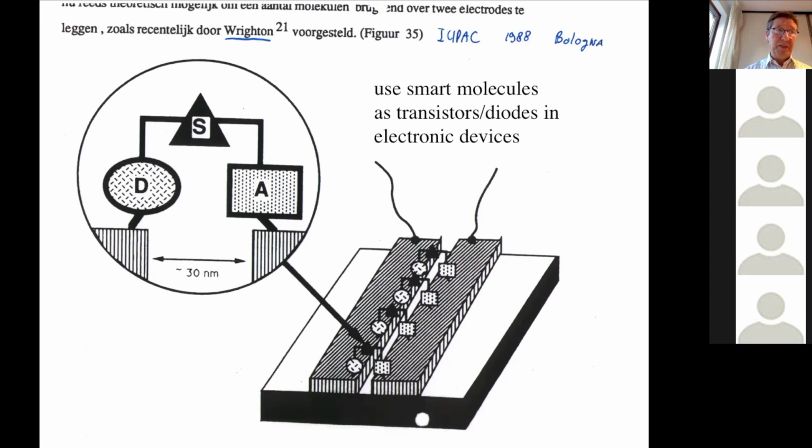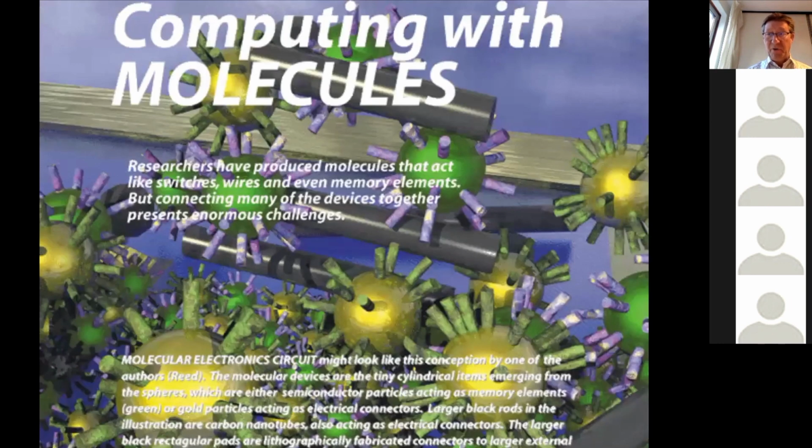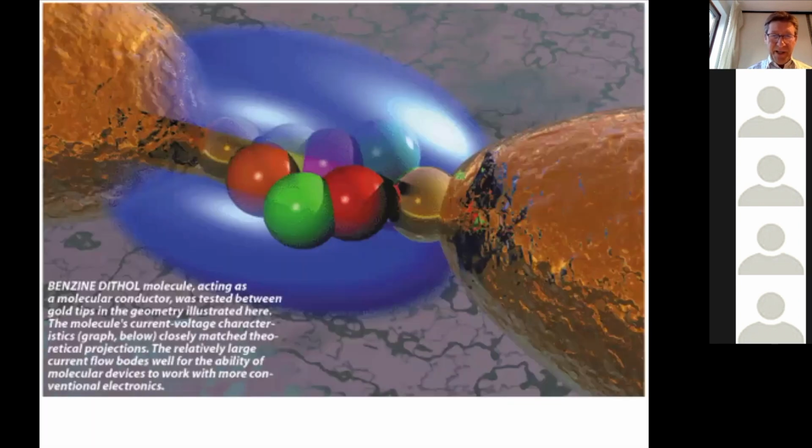This whole business with Moore's law has also stimulated people to look at molecules as electronic components. Somebody suggested to take 2 rods of metal, of gold, to position molecules over them. In this case, 30 nanometer was suggested, and then measure the electronic conduction through the molecules, which can maybe behave as a transistor or as a diode. Computing with molecules has been a very large research area. And here people actually have taken a break junction, positioned a molecule in between and measured the properties.